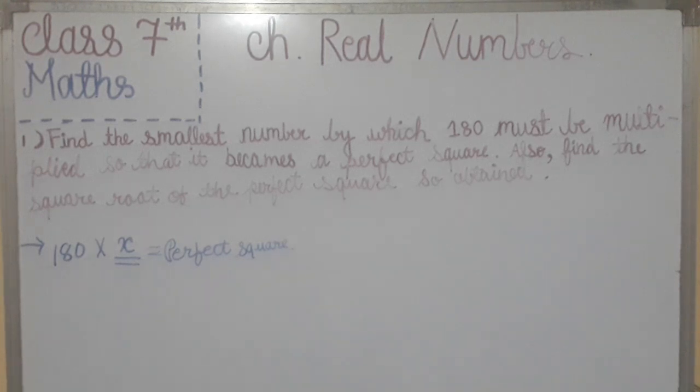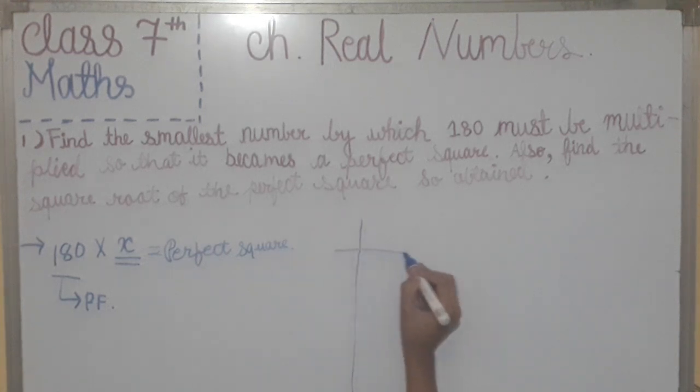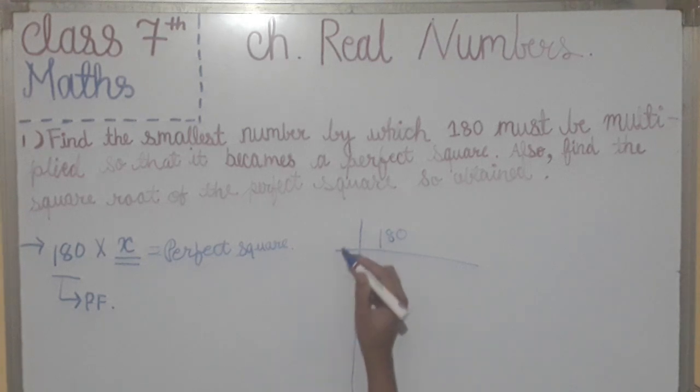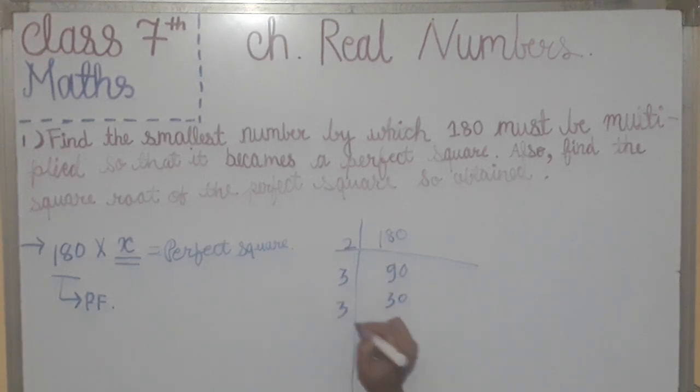So, for that first we will do prime factorization of 180. 180 is divisible by 2, giving 90. Now 3: 3 times 30 is 90. 3 times 10 is 30. Now again 2: 2 times 5 is 10. And last, 5 times 1 is 5. So these are the prime factors of the number 180.